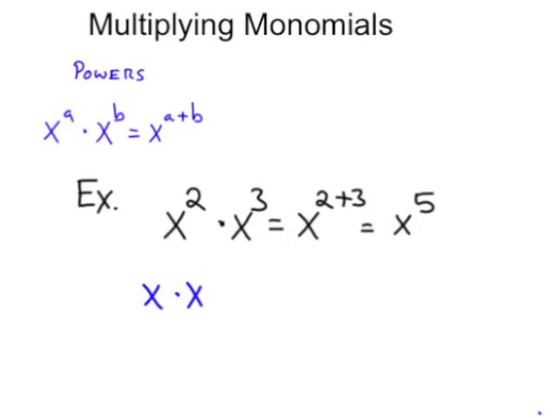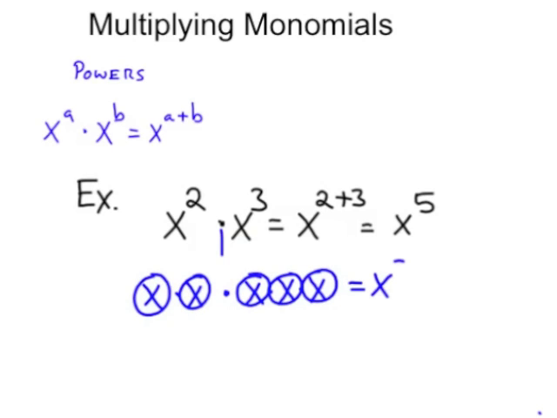And if you want to know why this works this way, well, x to the power of 2 is equal to x times x. And x to the power of 3 is equal to x times x times x. So when you multiply all these x's, you're really multiplying 5 x's in total. And that's why you have as a result x to the power of 5.